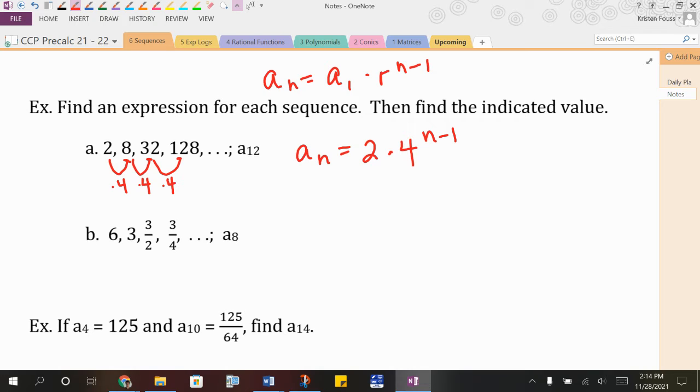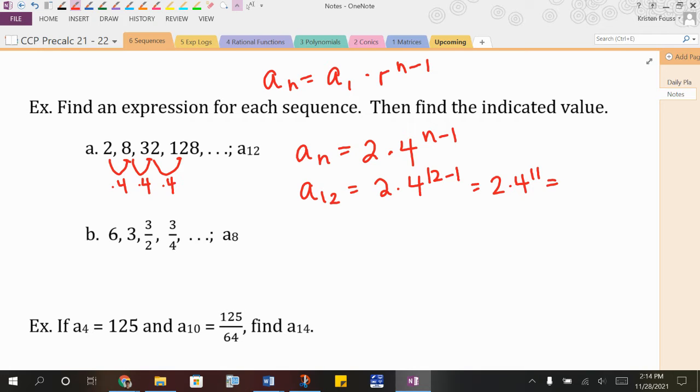Okay, so now I'd like to go ahead and find A_12. So A_12 just means I'm plugging 12 in. So that would be 2 times 4 to the 12 minus 1, or 2 times 4 to the 11th. And again, I'm going to let you calculate that.